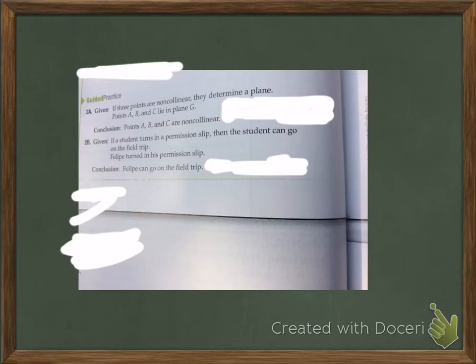Well, it just said that points A, B, and C lie in plane G, but it doesn't necessarily say that they form plane G. So I would say this is invalid. Because A, B, and C could be collinear, they could form a line, and they could be collinear in the plane. It's only when they are the 3 points that make up the plane that they're non-collinear.